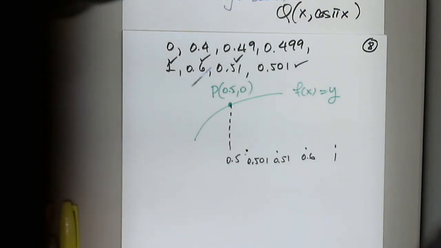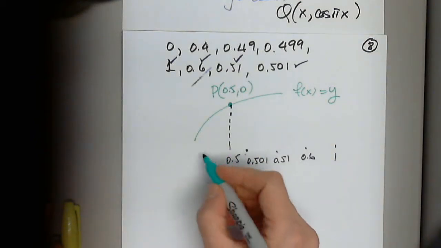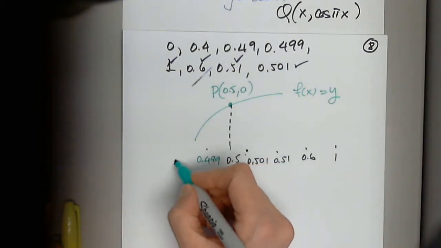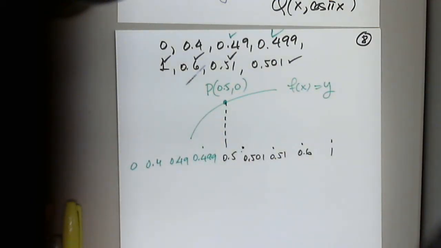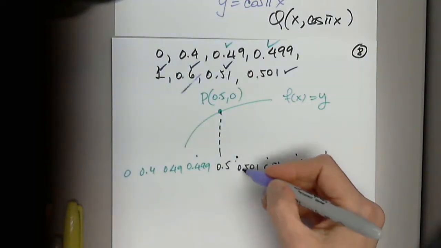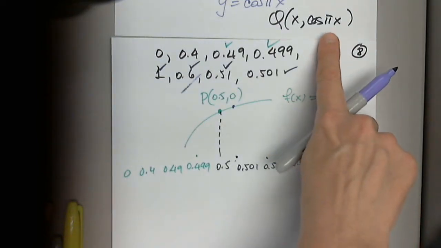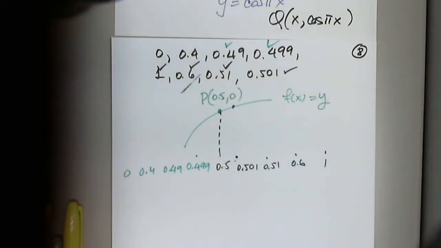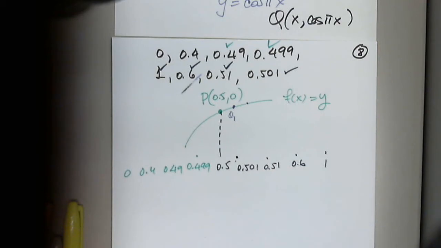0.5, 0.501, 0.51, 0.6, and 1. On the other side, where is the next in line to the left? Yes, 0.499, awesome. Then 0.49, then 0.4, and then 0. Okay. And where is Q? This is Q. This is the first Q for 0.501, cosine pi times 0.501. That's the first Q. Then the next Q, and the next Q, and the next Q, and on that side.